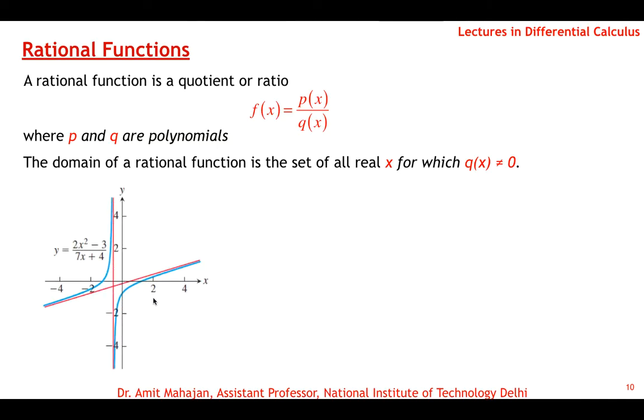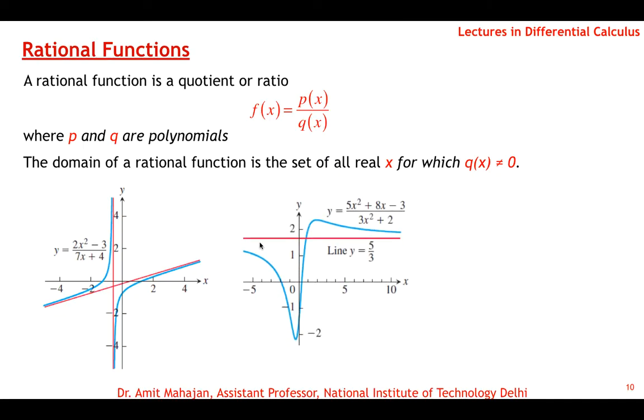So for example, y equals 2x squared minus 3 over 7x plus 4. It's a polynomial by polynomial, so its domain is all x points except where 7x plus 4 is 0. So x equals minus 4 by 7 is not in the domain. That's the point here, x equals minus 4 by 7. This point is not in the domain. And then we can draw the curve from this rational function.